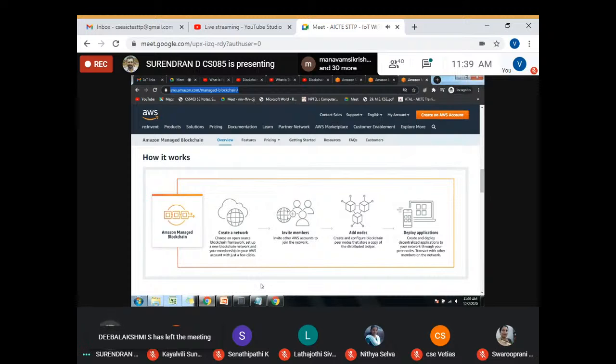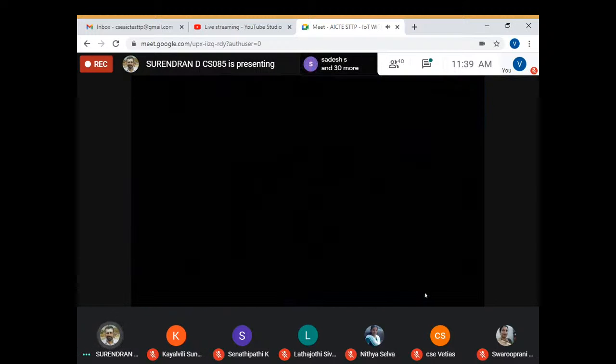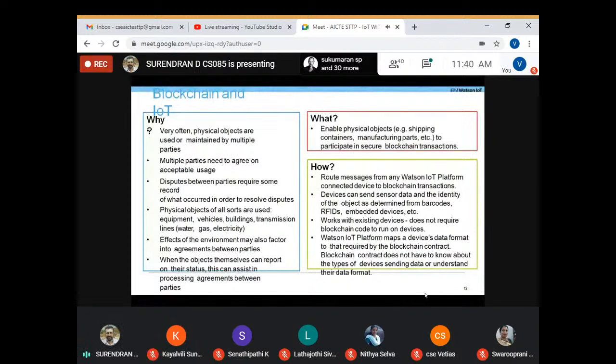It's a mere extension, a mere replacement of physical parties with IoT devices. So that is blockchain and IoT, right? Is it clear? Now, devices can send sensor data. The identity of the object as determined by things works with existing devices, and does not require blockchain code to run on devices. It's only the authentication data and authentication to be done.